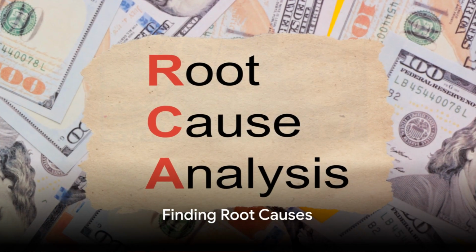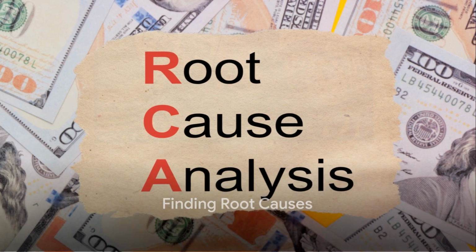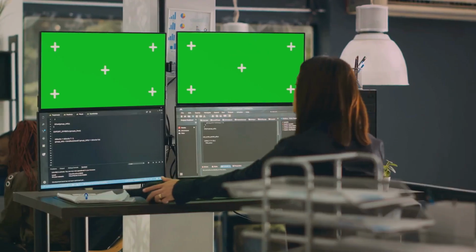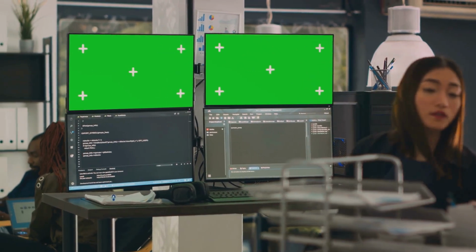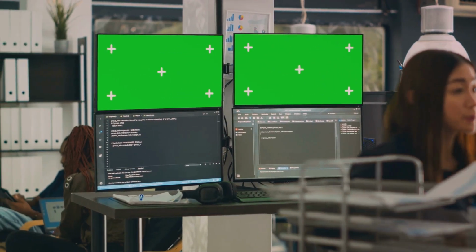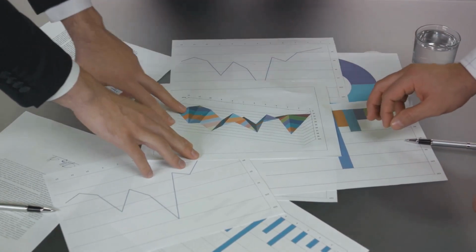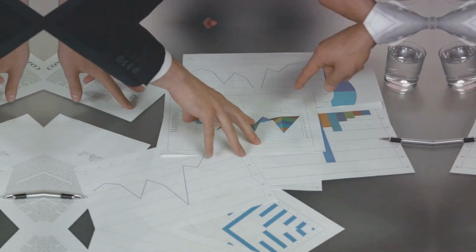With gaps identified, it's time to dig deeper and find the root causes. These are the underlying reasons for the gaps. Use analysis tools like the 5 Whys or cause and effect matrix to uncover these causes. Always validate your findings with hard evidence and data.